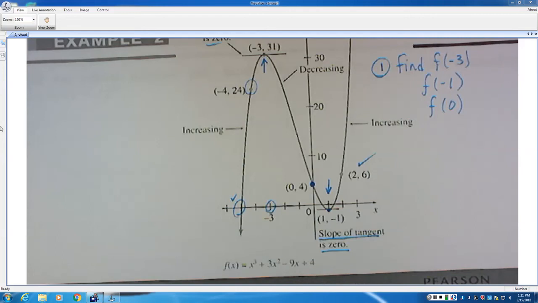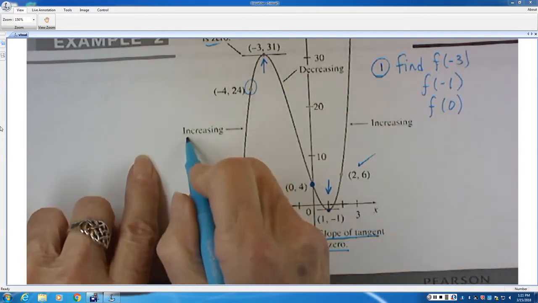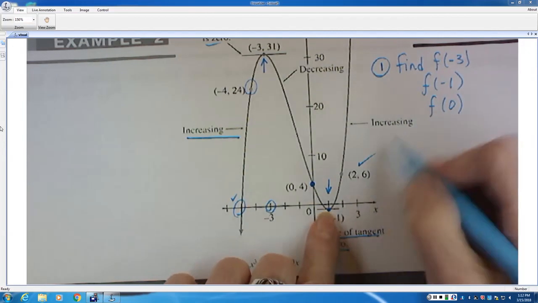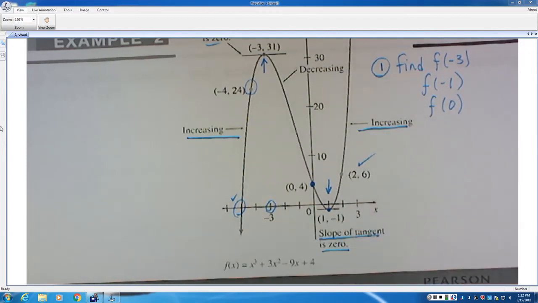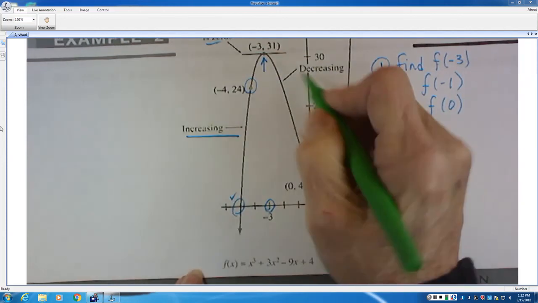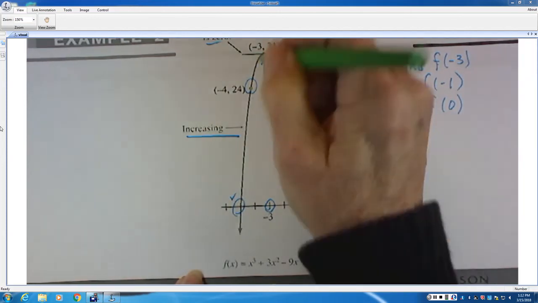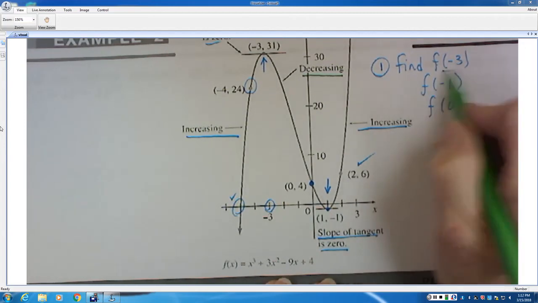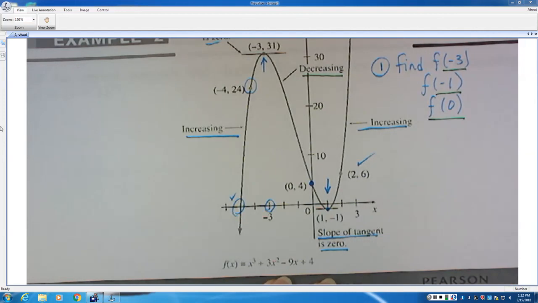But the calculus told us that this is where the function was increasing because the derivative was positive. It told us that here the function is increasing because the derivative was positive. It told us here the function was decreasing because the derivative was negative. Okay? So in order to draw the function, plug in your critical values and find f of 0.